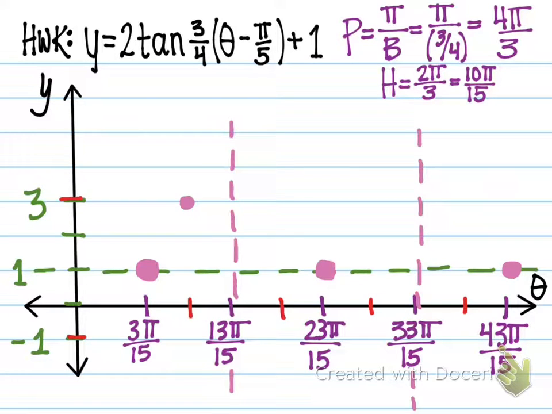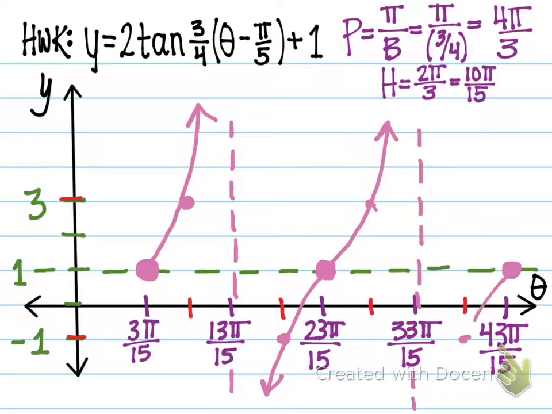And I'm also going to have a point down here at this spot. Oops, sorry. And we'll have one more here, and one more down there. So I can draw in my branches, something like that. And there's our lovely tangent graph. Amazing. Now the last thing we need to do is find our domain and range.